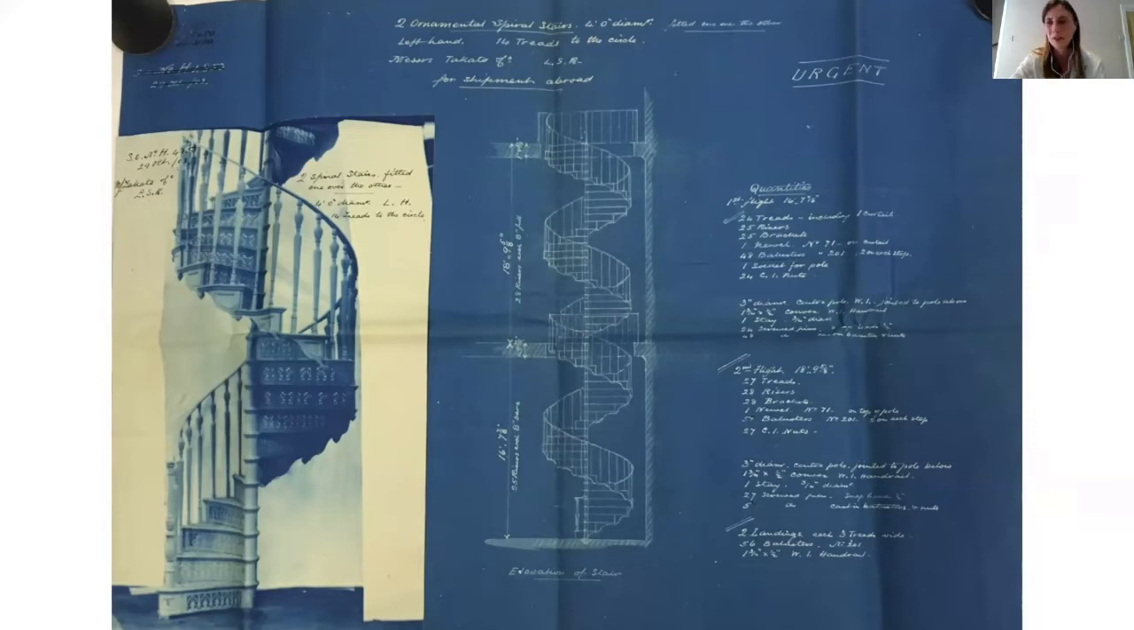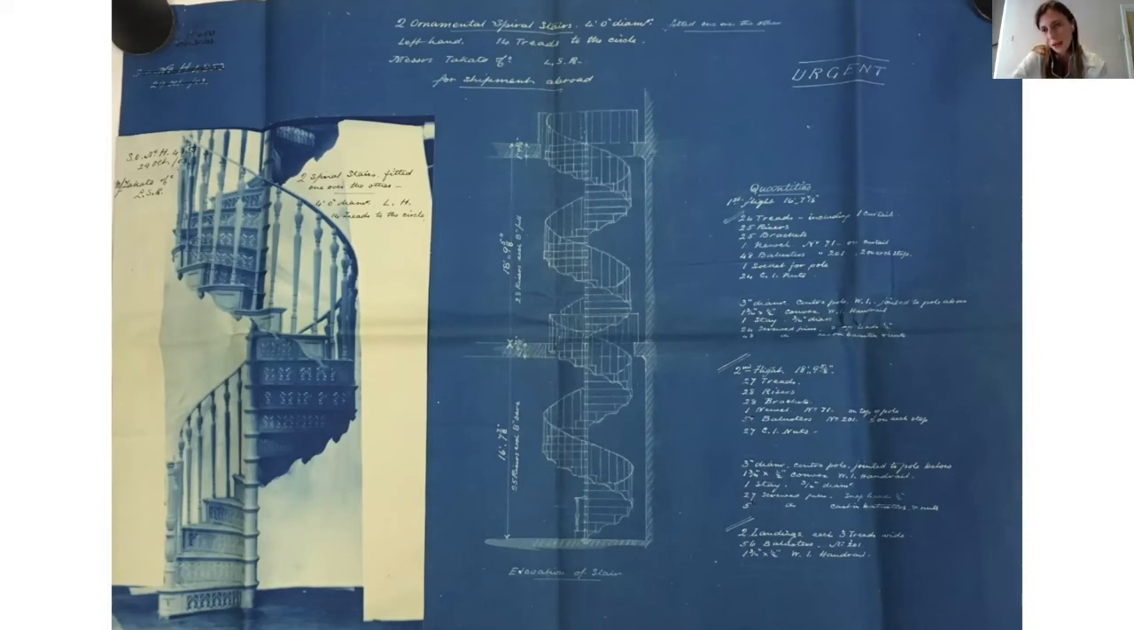And I know this because some of them are still quite filthy. You can tell they've come from the foundry floor. This blueprint, just out of interest, is for a cast iron spiral staircase, and you can see it also has a photograph. And this one was shipped to Japan in 1904.